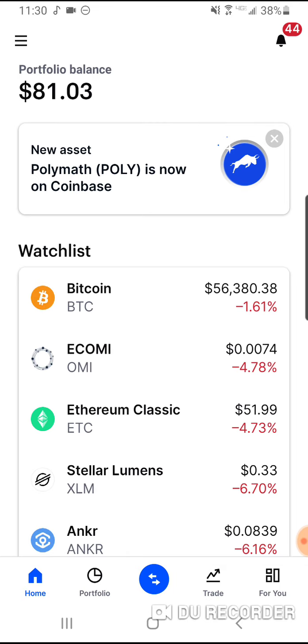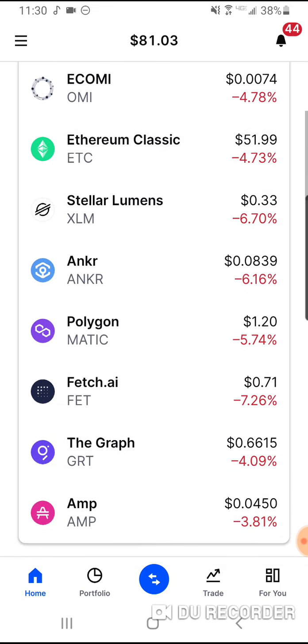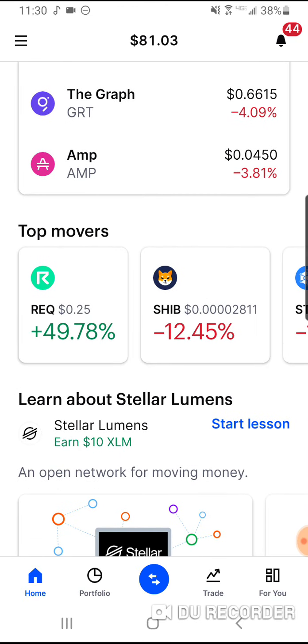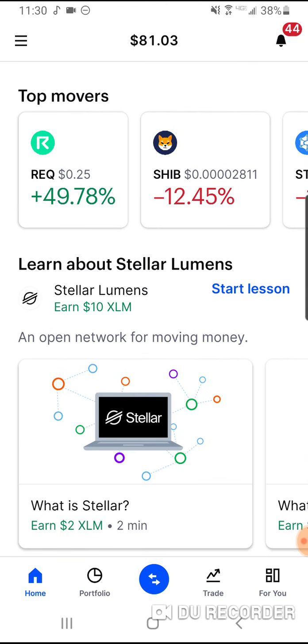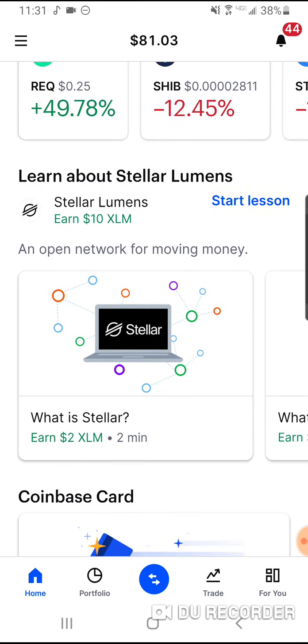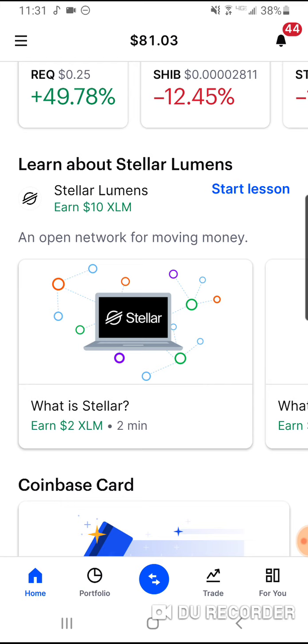So this is my first time really exploring this app. I've had it for a while, but I learned that you can start lessons about cryptos and you can earn money. So our next lesson for today is the Stellar Lumens crypto.